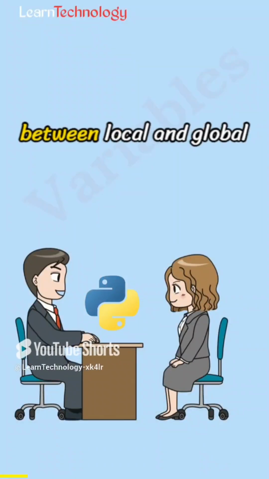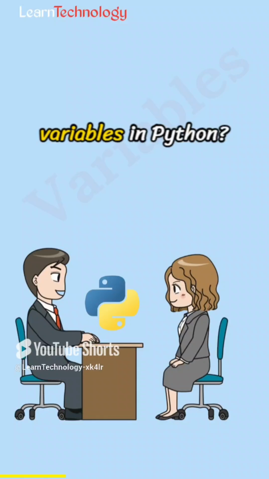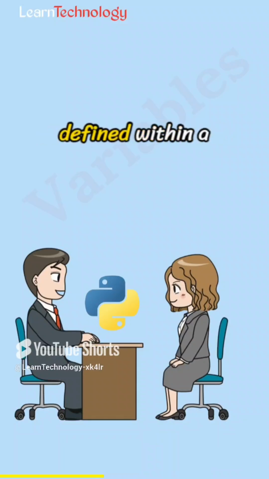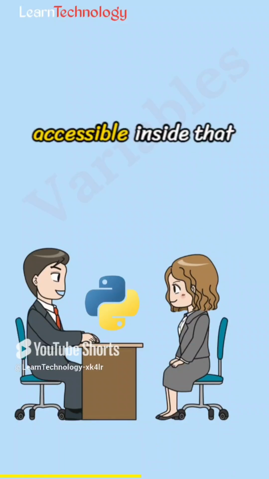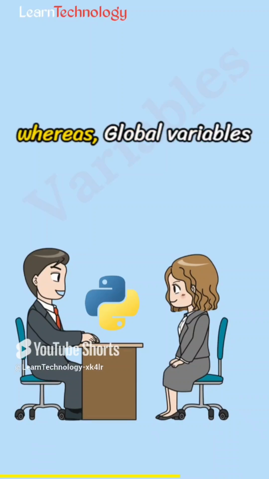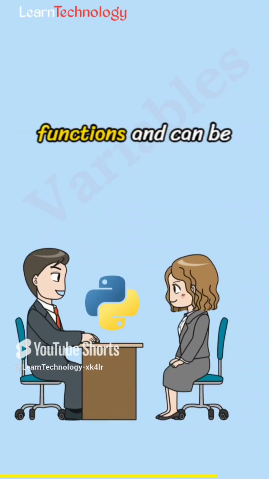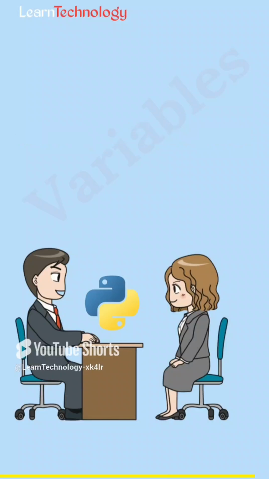Explain the difference between local and global variables in Python. Local variables are defined within a function and are only accessible inside that function, whereas global variables are defined outside functions and can be accessed throughout the program.